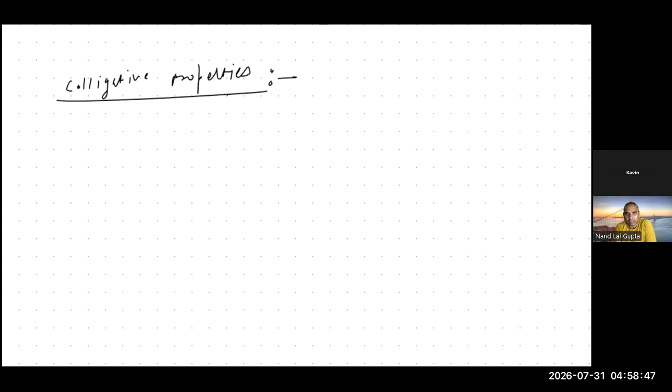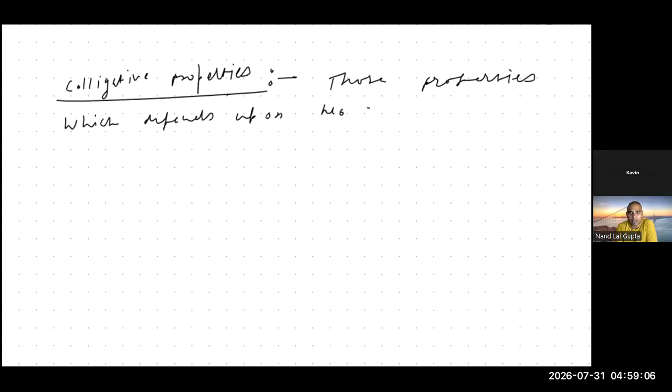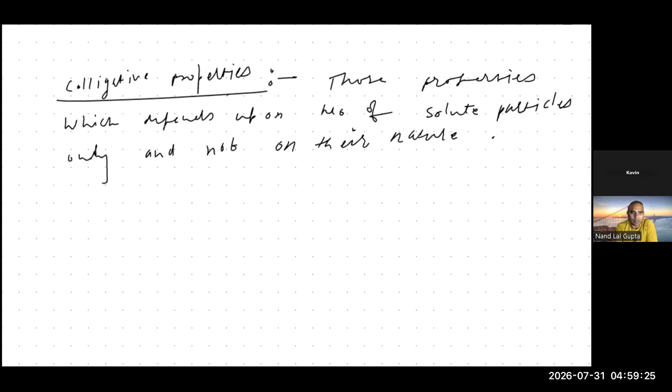Acha, I am telling you. So they are saying, those properties which depend upon the number of solute particles only, and not on their nature, are known as colligative properties.